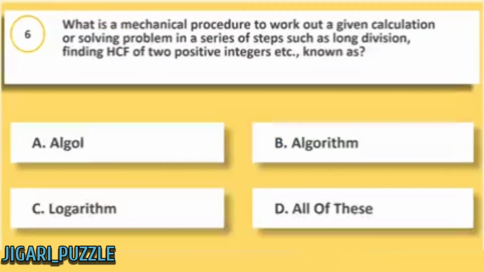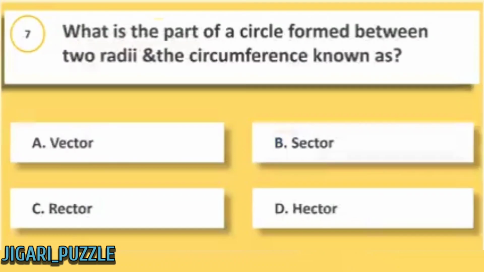What is a mechanical procedure to work out a given calculation or solve a problem in a series of steps, such as long division, finding HCF of two positive integers, etc., known as? Algorithm. What is the part of a circle formed between two radii and the circumference known as? Sector.